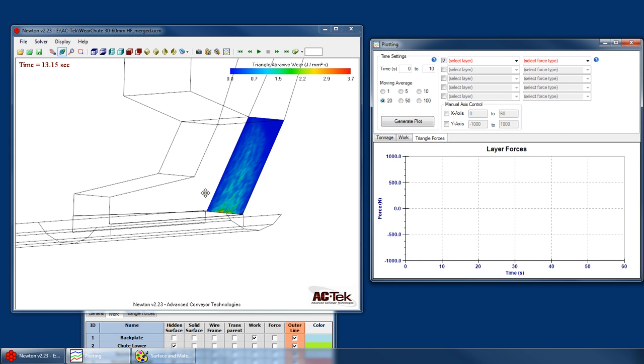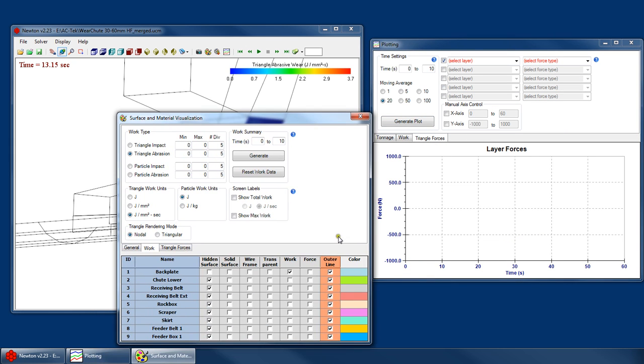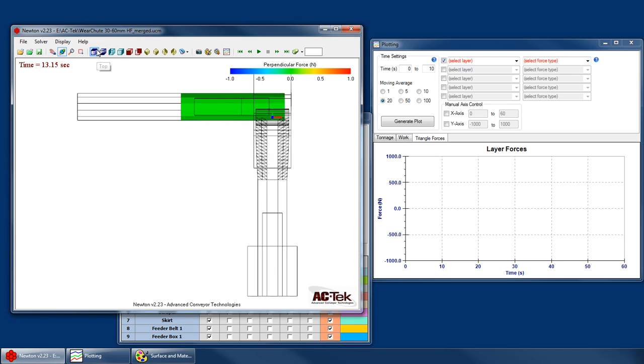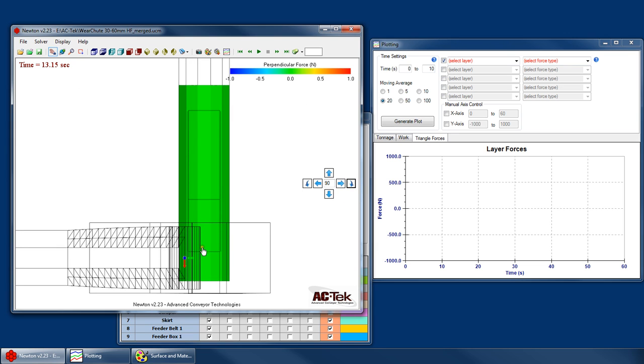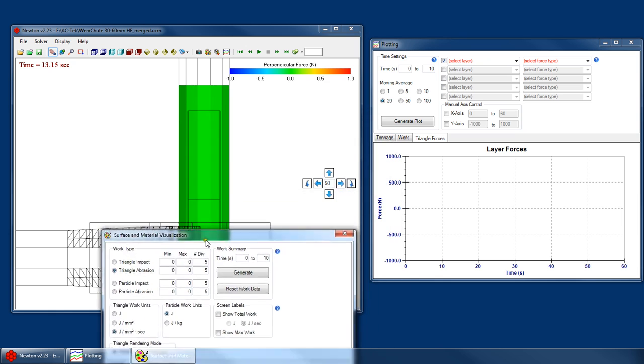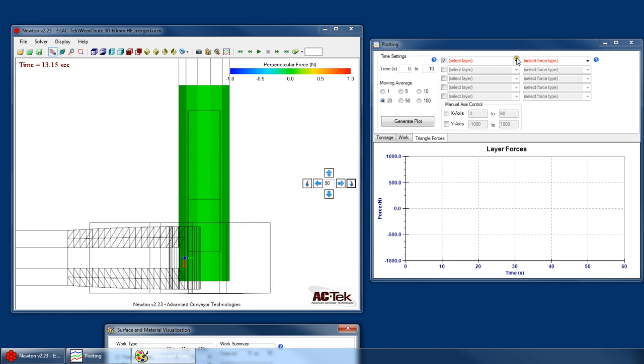So if we switch to the triangle forces, let's look at the receiving belt forces. Let's get our same top view that we looked at in the last tutorial. We know that the material is going this way along the receiving belt. So let's plot the receiving belt parallel force. Let's do this one that's perpendicular, and this one will be the receiving belt parallel force.